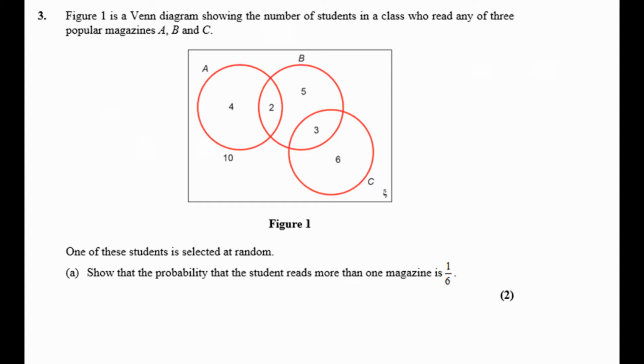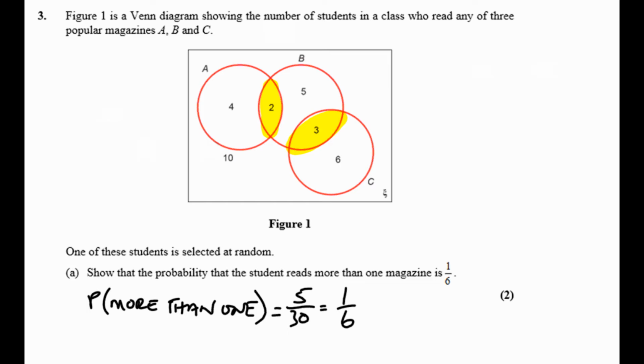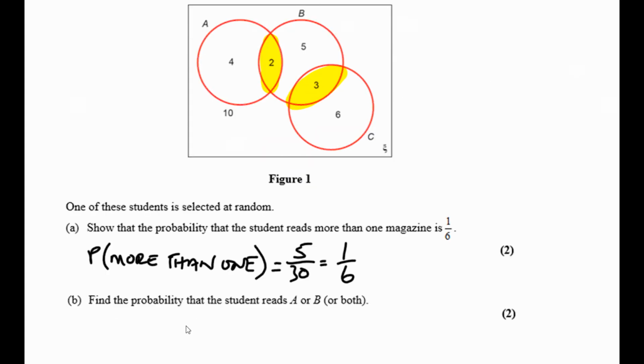So what regions represent reading more than one magazine? It's going to be the overlaps. And I'm looking for an overlap here. And there's one more here. Everybody else either reads just one magazine or no magazines. So we're looking for those 5. So those 5 that I've highlighted out of everybody. And the total there is 30. And that cancels down to the 1/6. Just what we're looking to do, show that questions, give us confidence because we know we've got our answer, we know we've got our marks.